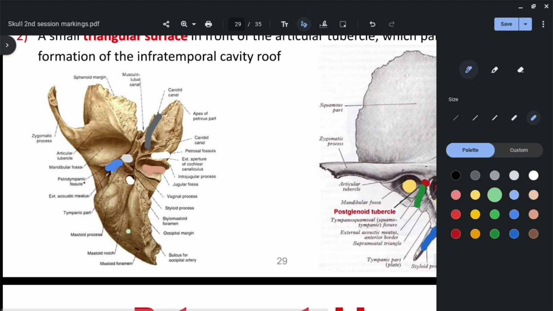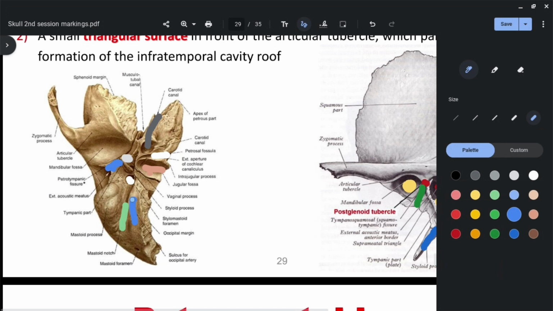Then posterior to the mastoid process we have this notch. This is the mastoid notch, and right after this mastoid notch we have the occipital sulcus for the occipital artery. So these are very much connected to each other and it's hard to differentiate.